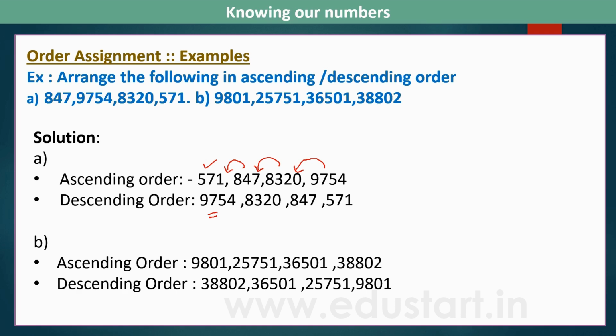Now for the second list of numbers, 9801, 25751, 36501 and 38802. If you are writing the ascending order, then 9801 should come first, then 25751, 36501, 38802. Now if we are writing the descending order, then we have to write the exact opposite of this sequence. So 38802, 36501, 25751 and 9801. So this is the sequence. I hope this will be clear to you. We will continue in the next session.